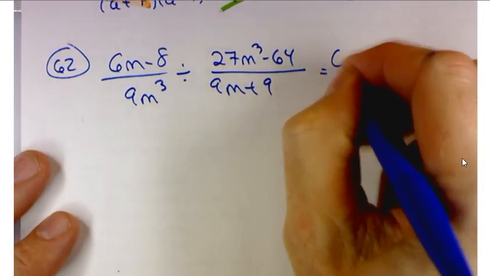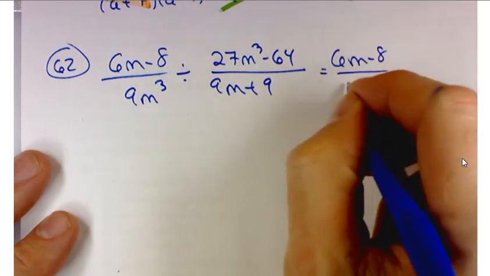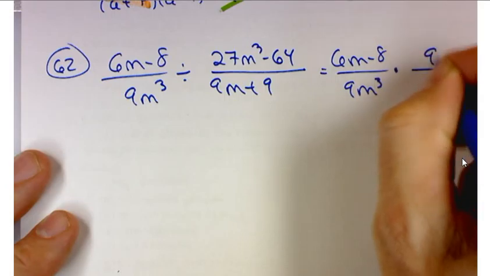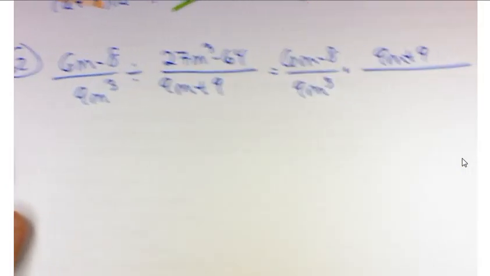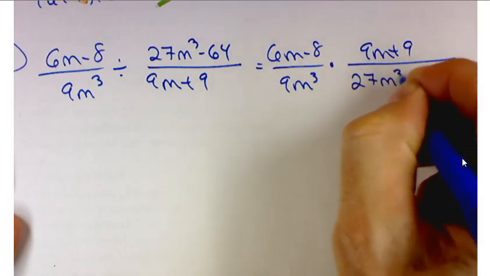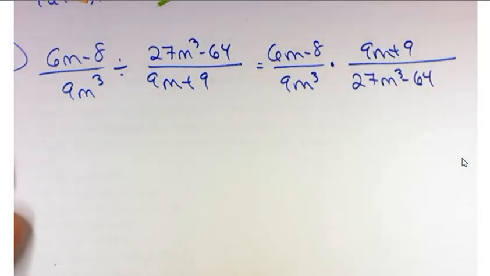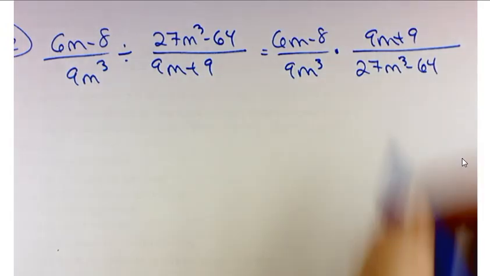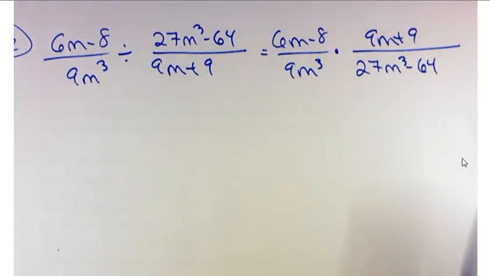So it's going to be 6m minus 8 over 9m cubed times 9m plus 9 over 27m cubed minus 64. So here's where you get to do some factoring. I'll give you a chance to work on that. I'll give you a little bit of a hint on this one. This one I'm going to factor is the difference of cubes.